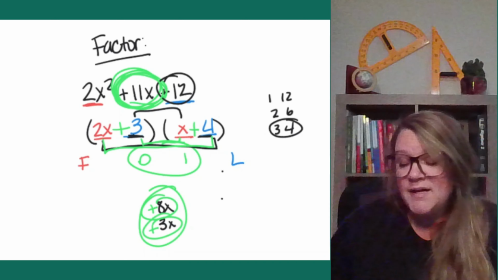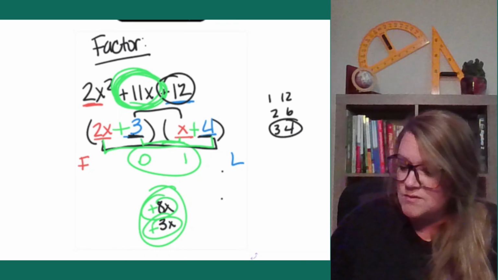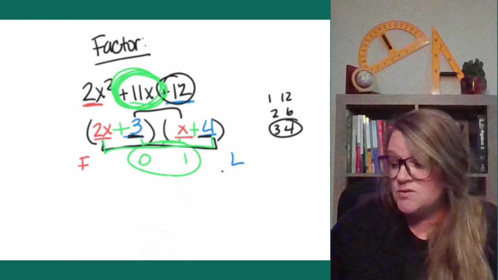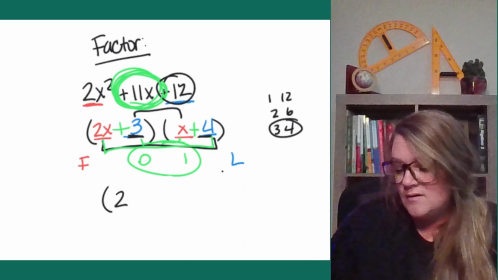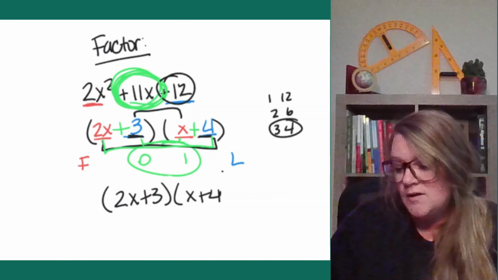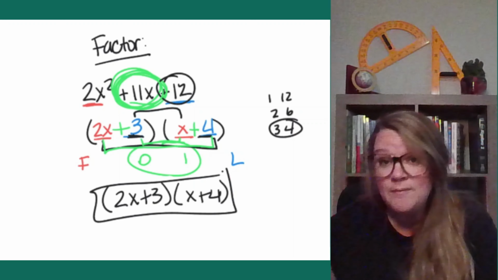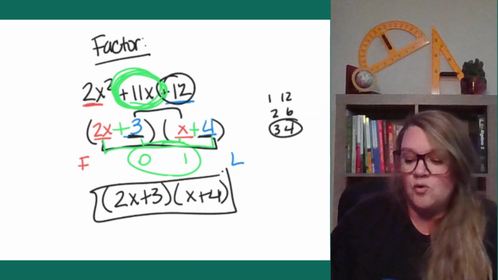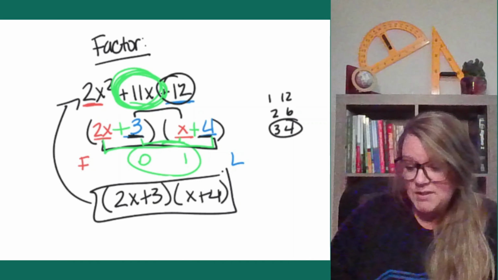So my final answer, give me 1 second, I'm just going to delete this little part down here. My final answer is going to be 2x plus 3 times x plus 4. And what that means is if I was to remultiply that or refoil it, I would get my original back. Okay? So let's take a look at another one.